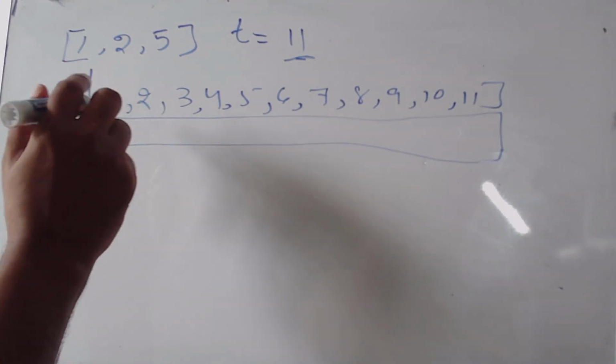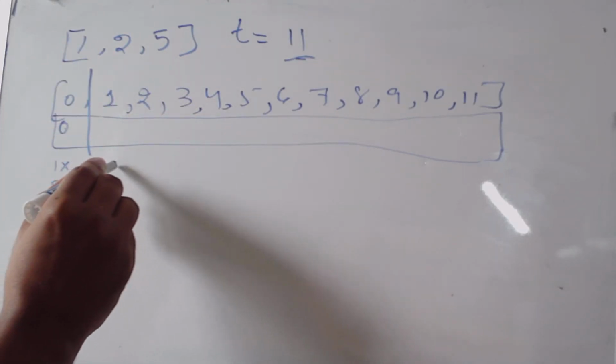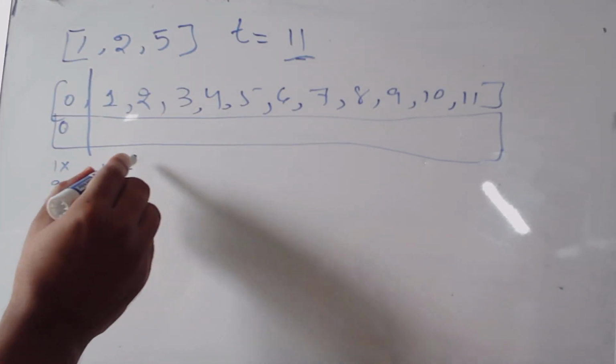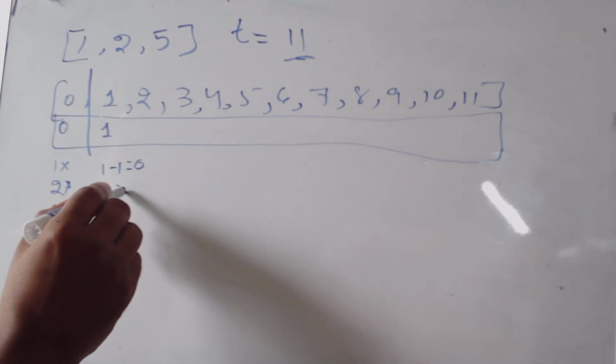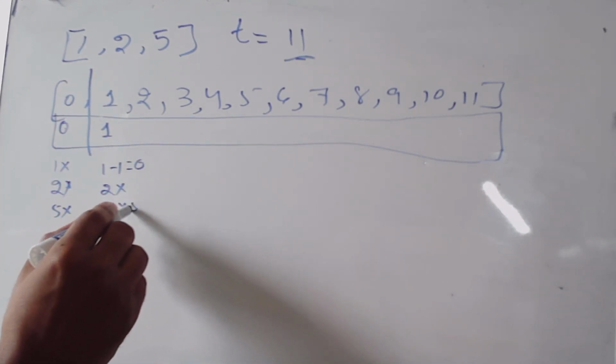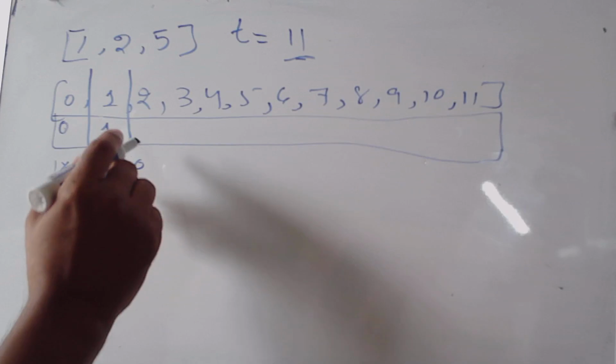Now let's go to 1. Can you calculate 1? Yes. So 1 minus 1 is equal to 0. So we have 1 coin. You cannot use 2 or 5 because 1 is less than 2 and 5. Now let's go to 2. What's gonna happen for 2?